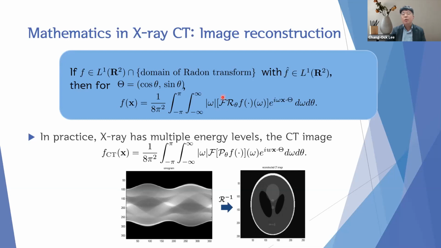But in practice, we don't have this R zeta. Instead of this Radon transform, we have this P zeta. P zeta comes from the multiple energy levels. So we just replace R zeta by this P zeta and use this inversion formula. So we have a sinogram which is produced by the multiple energy X-ray beam, and when we take the inversion of that, we just assume that this is just the Radon inversion. So we just assume that this is generated by a single energy. So we have this image.